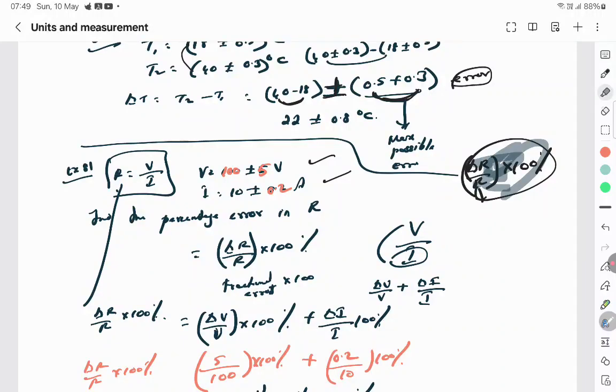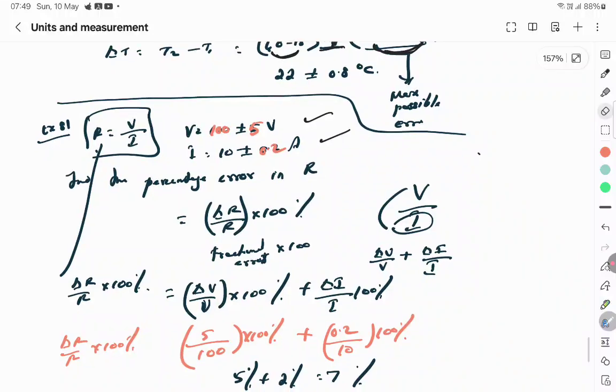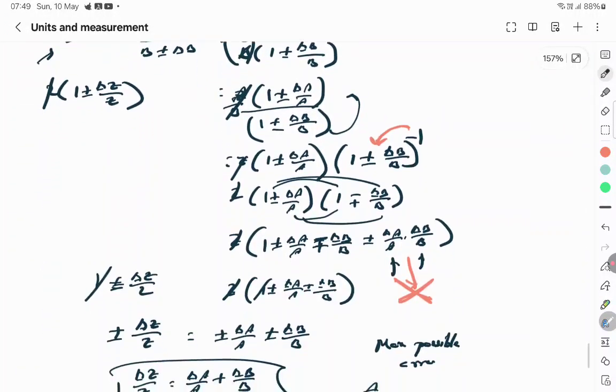Okay, so in this question, find the percentage error. So write the formula for percentage error. For R, delta R by R into 100 is equal to delta V by V into 100 plus delta I by I into 100. Even though it's division, you have to write the fractional errors only with an addition symbol. I taught you a proof for it.